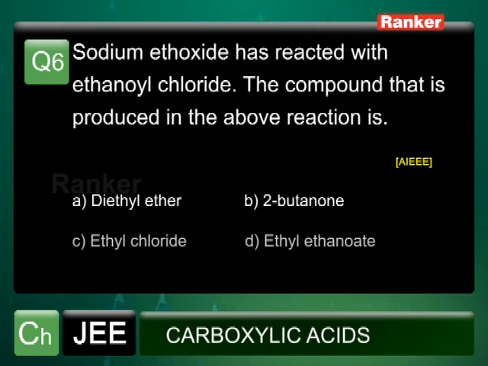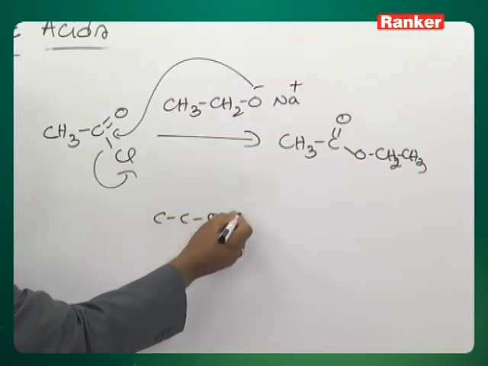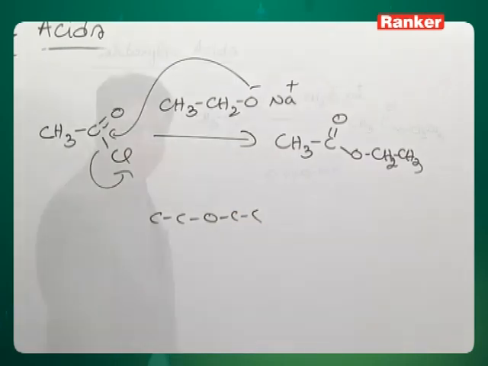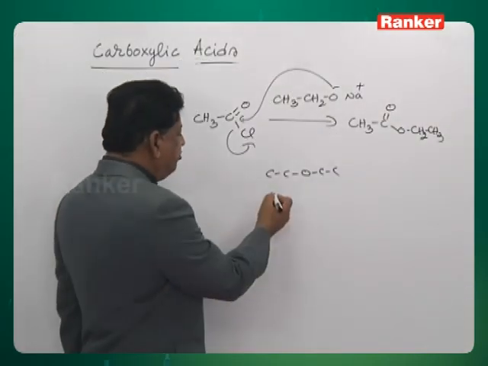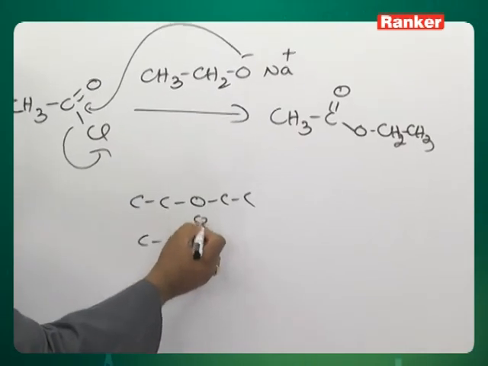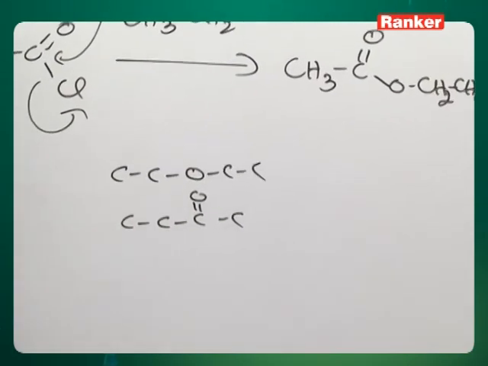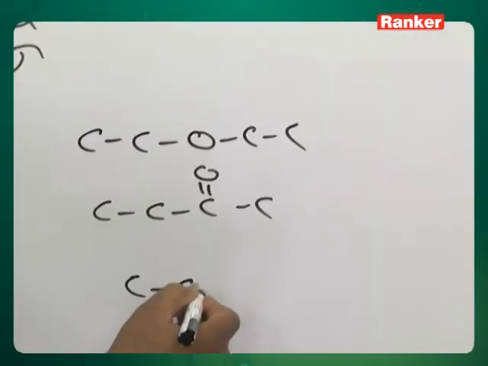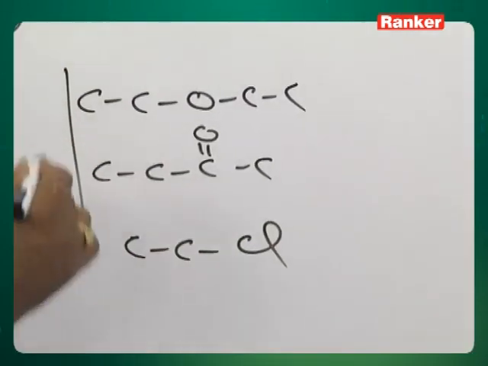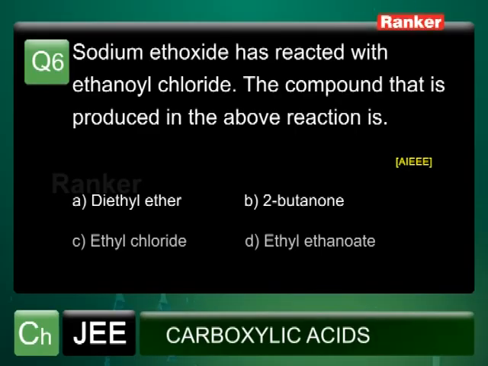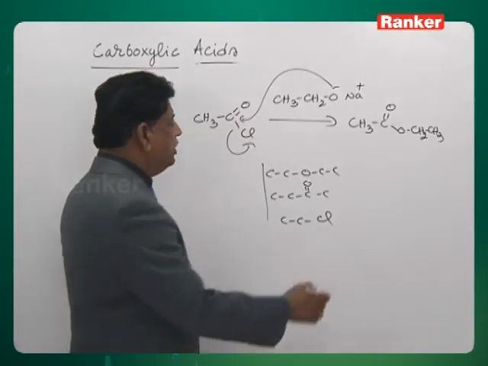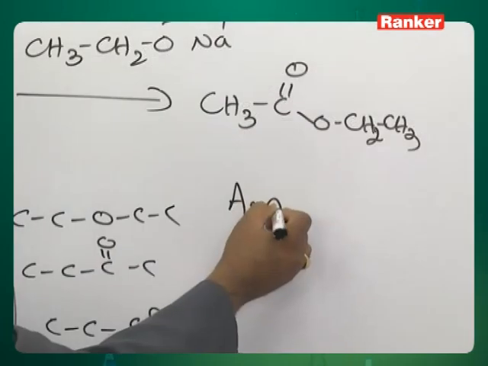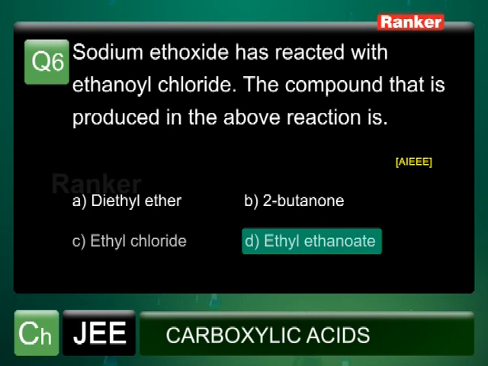So the first option is diethyl ether. Diethyl ether means 2 ethyl groups attached to oxygen, that's wrong. 2-butanone, a ketone, is formed, that is also wrong. 2-butanone is nothing but a ketone. Ethyl chloride is a saturated ethyl with chlorine. So all these options are wrong. Option D, ethyl ethanoate or ethyl acetate, is the right answer. So therefore the answer is D.